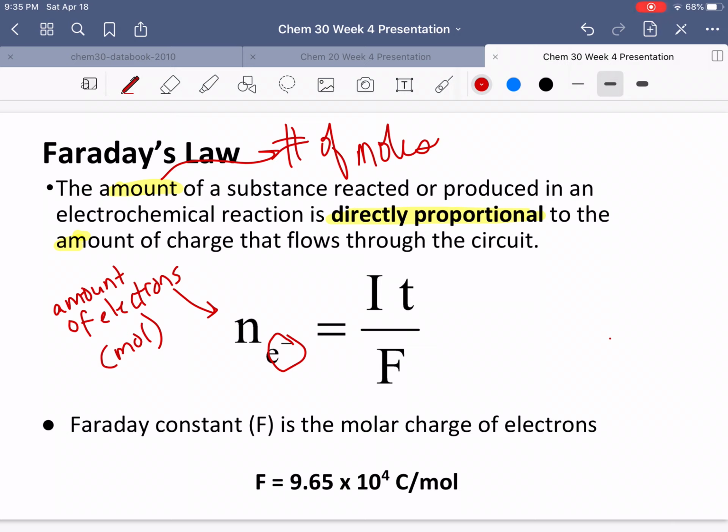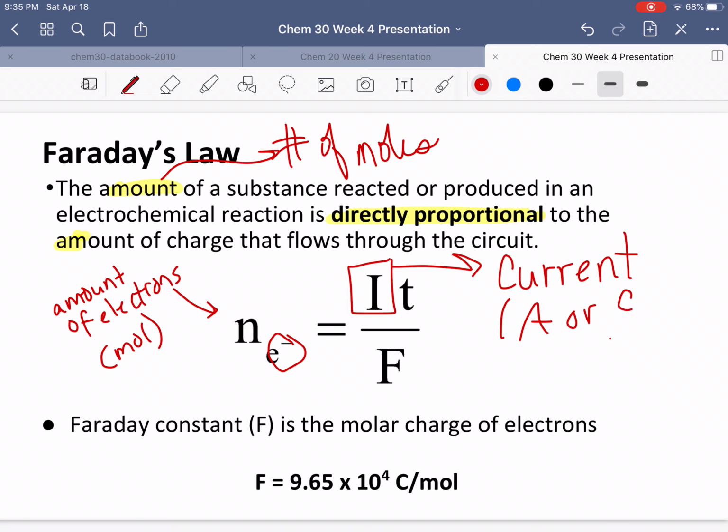Now, I, which may or may not be familiar to all of you, represents current. Current is definitely in amps, which is A. But like I said before, you need to have in mind that technically it's coulombs per second. And that's going to help you understand, as I mentioned, how the units actually cancel out. t is what you would expect it to be. t is time. And in this case, time has to be measured in seconds for things to work out.